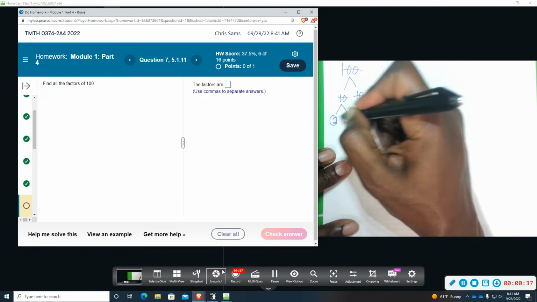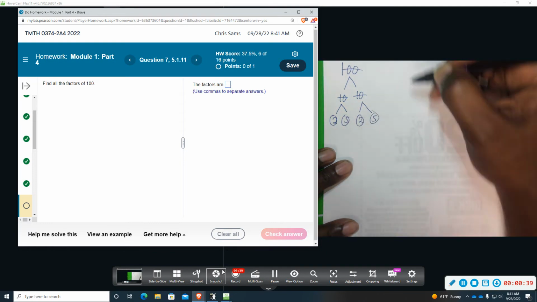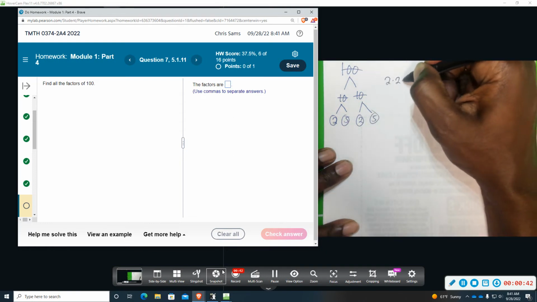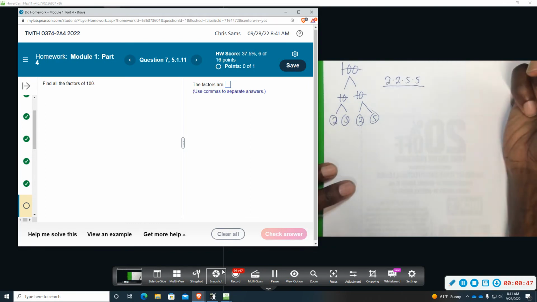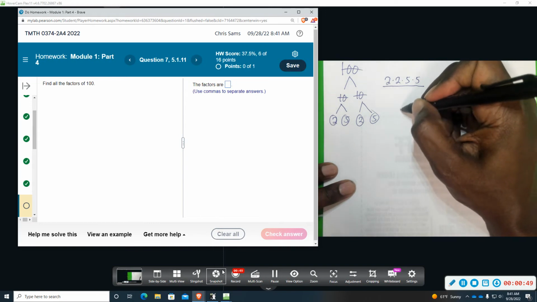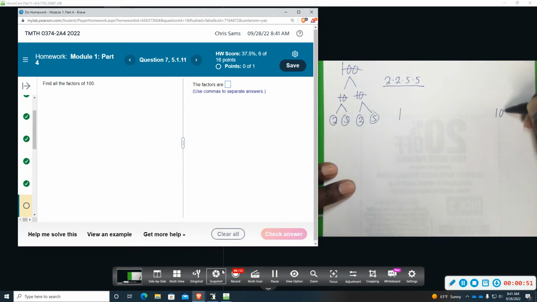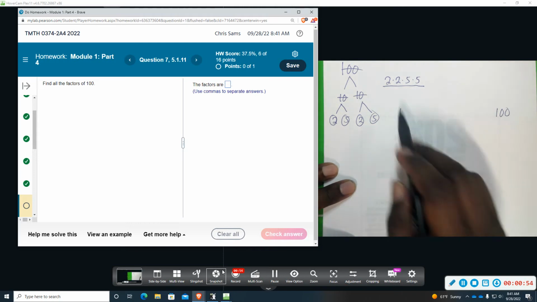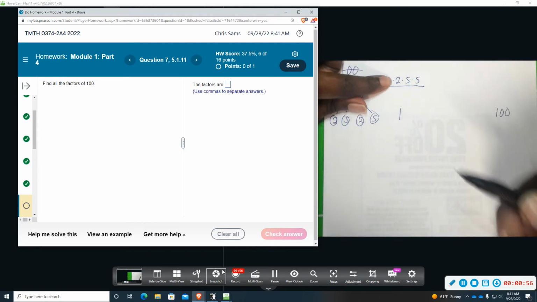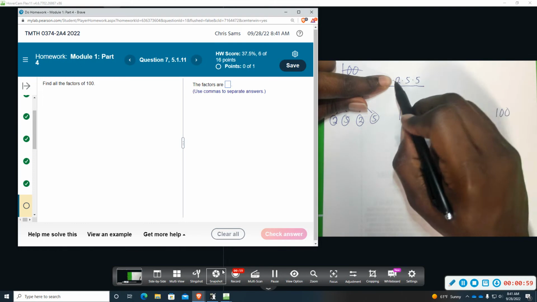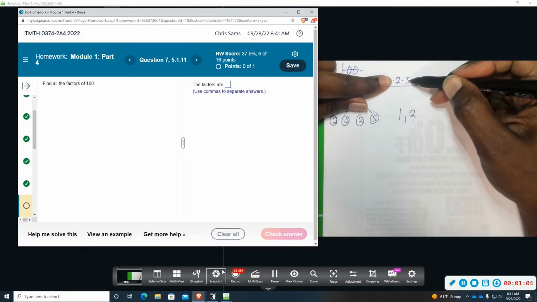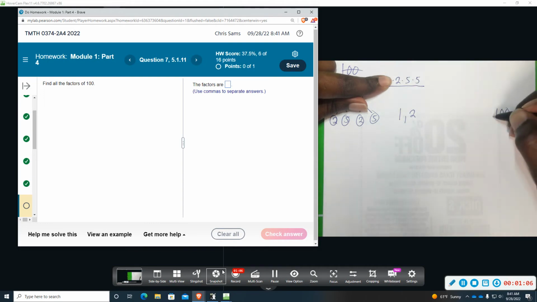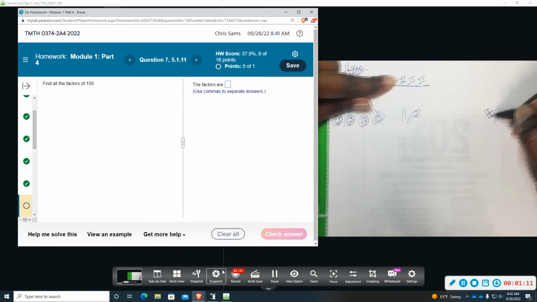Okay, now all of these are prime. So I have 2 2s and 2 5s. If I multiply this, this gives me 100. So again, what I start with is I do 1 and 100. Okay, then can I make a 2 from this list? I do have a 2, so I'm going to cover up a 2. And then the remaining numbers I'm going to multiply together. So 5 times 5 is 25, and 25 times 2 is 50. So 2 times 50 also gives me 100.